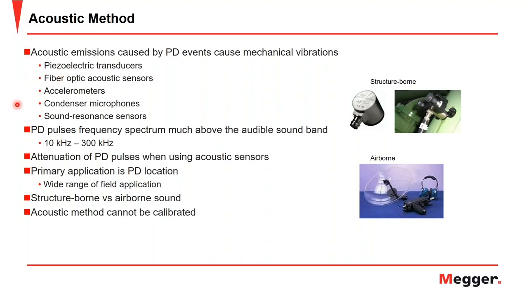And again, this is seen as a complementary measurement where the primary application is partial discharge location. That has a wide range of field applications, such as PD location within GIS, transformers, cables, and other assets. Here we have an example of two different types of sensors, one being structure-borne, which is actually applied to the structure, whether it be GIS or transformer, and the other being airborne, where you can use this in outdoor facilities and overhead lines to capture PD activity using sensitive microphones.